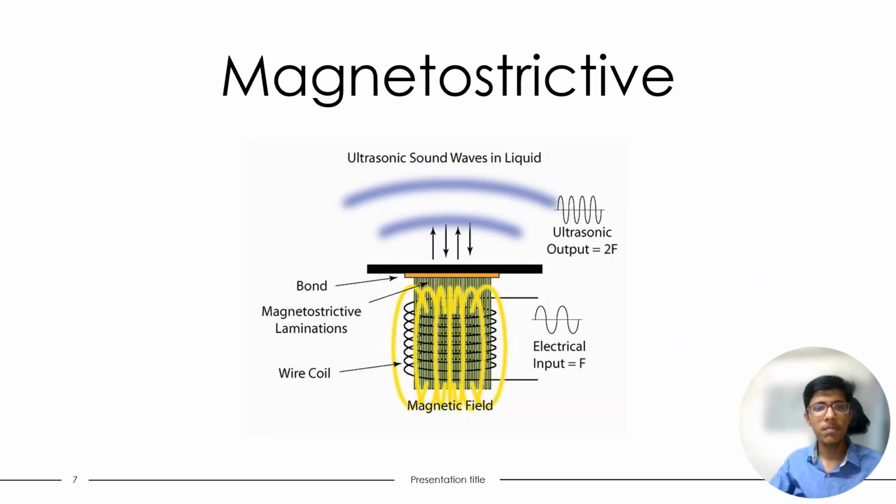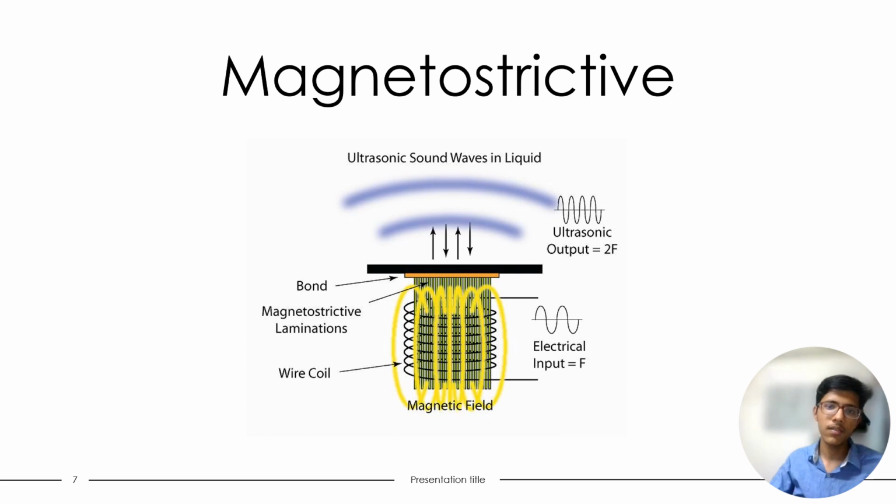So the second one is magnetostrictive ultrasonic transducers. The magnetostrictive effect is a property observed in certain materials that causes them to change shape when subjected to a magnetic field. So we apply an alternating magnetic field to the magnetostrictive rod, which in turn expands and contracts at the frequency of the AC signal applied, creating ultrasonic waves.